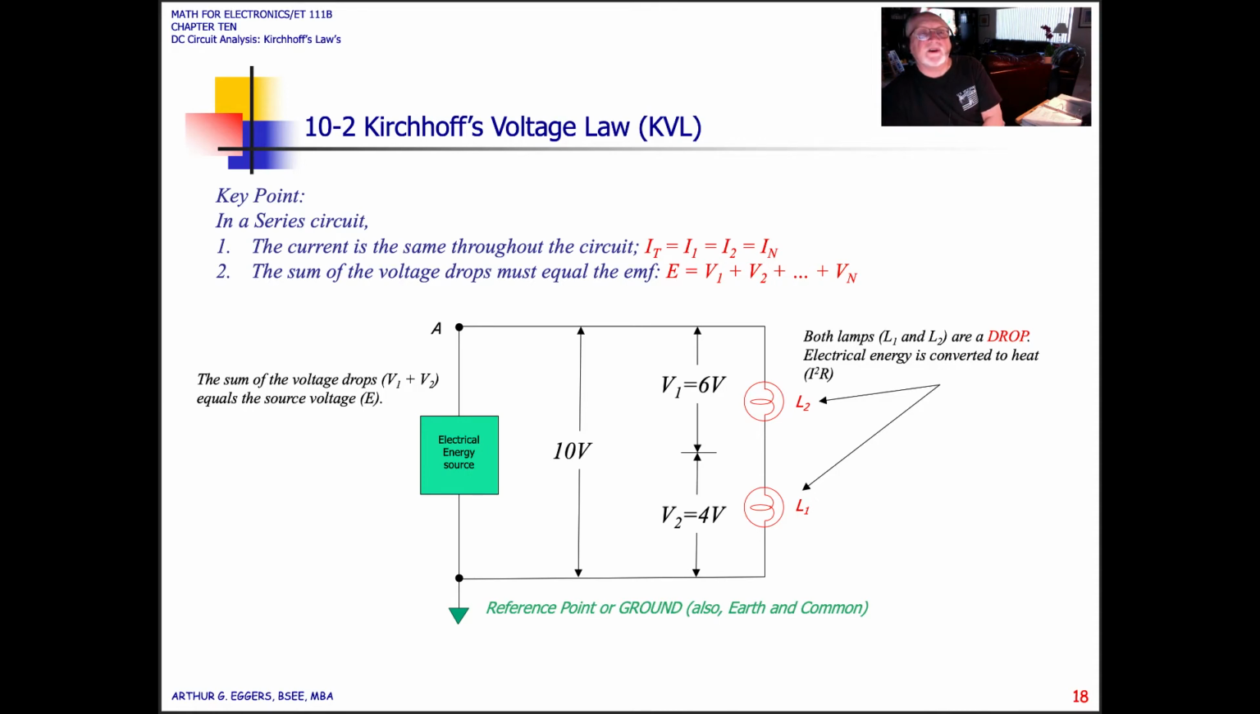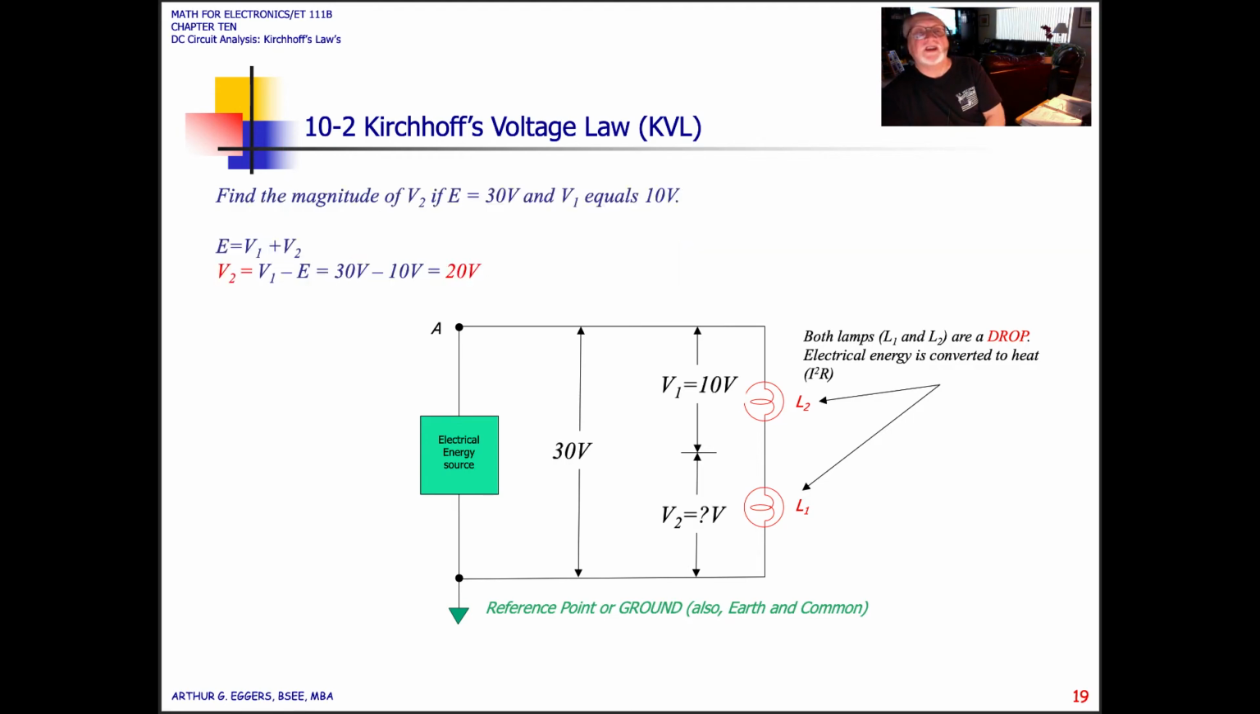In a series circuit, then, the current is the same throughout the circuit. So there's only one path that can flow from the source to point A, across the top into L2, L1, and then back to the source or the common. The sum of the voltage then must equal the electromotive force EMF. So all of the drops have to sum to the original voltage applied.